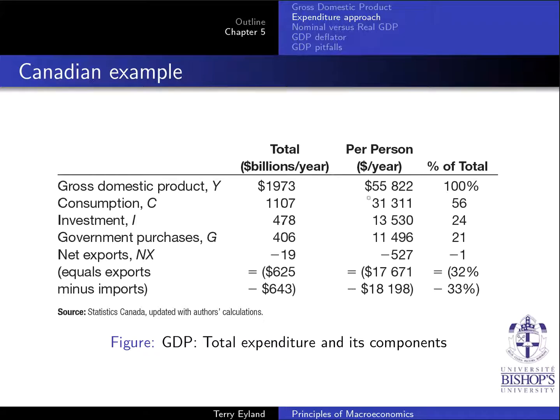And here the whole idea of having per person is really important when we talk about GDP. Have it on a per person basis, otherwise it's really hard to compare different countries.